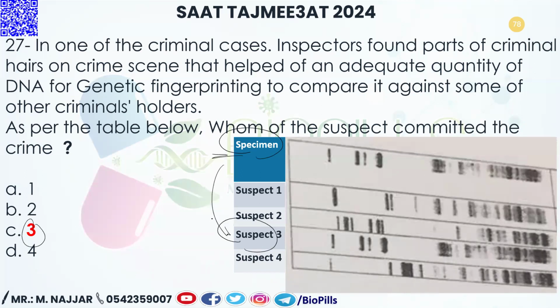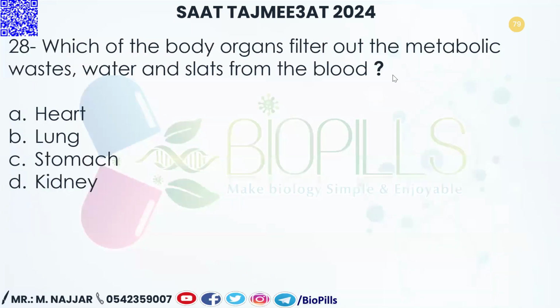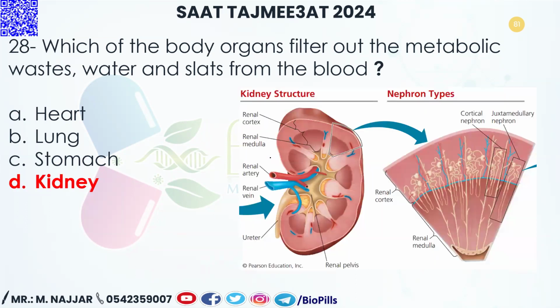Yes. Question number 28, which of the body organs filters out the metabolic wastes, water, and salt from the blood? That's a very easy, straightforward question. The organ responsible for filtering out the metabolic waste is, he said filtered, not got rid of, so it's easy. It's the kidney. Yes, the kidney filters out the metabolic waste.